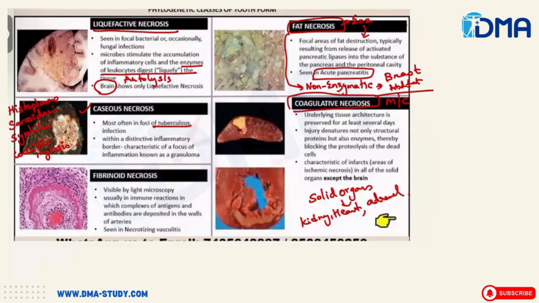And then, how about the fibrinoid necrosis? Where do you see this fibrinoid necrosis? It is mostly seen in blood vessels. Exactly, it's seen in the blood vessels, especially in vasculitis. Example, PAN, polyarteritis nodosa, then SLE, systemic lupus erythematosus, rheumatic fever. Then you have malignant hypertension also. You can see this fibrinoid necrosis happening.